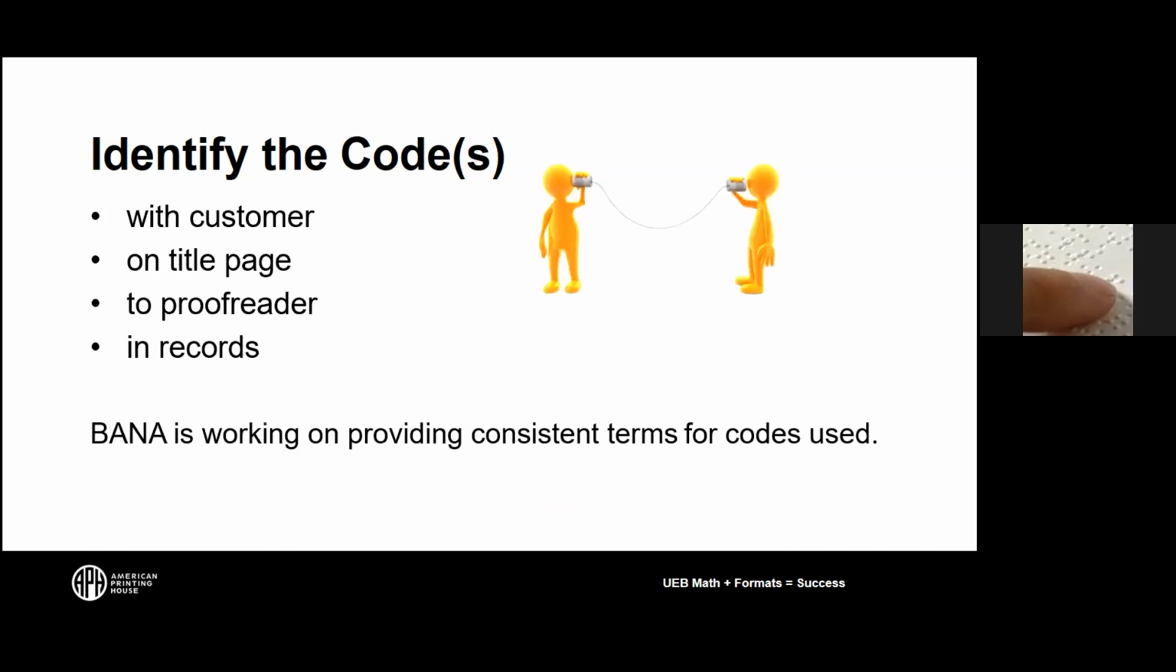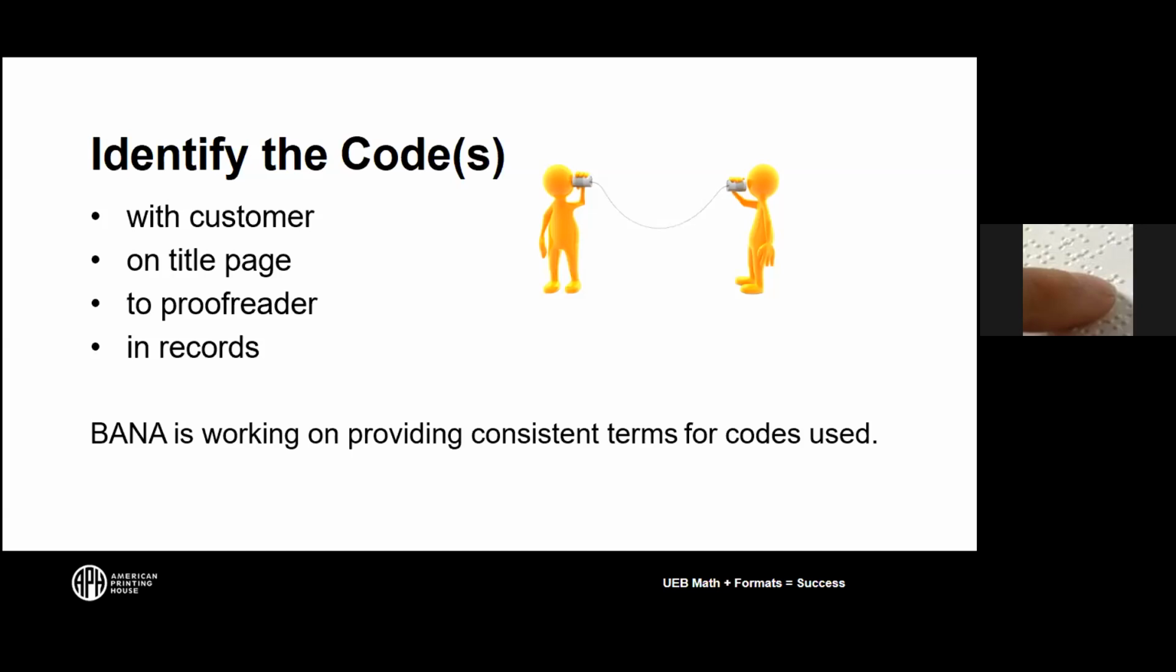The scuttlebutt is that BANA is working on providing consistent terms for codes used. So BANA is working on a publication saying something like, please everybody try to use this term for when we're using Nemeth within UEB contexts. And please everybody try to use this term when we're using all UEB for math and science. So that we can have those sort of consistent terms on communications with a customer, communications with someone who's assigning you work, on title pages, with proofreaders, and in our records.